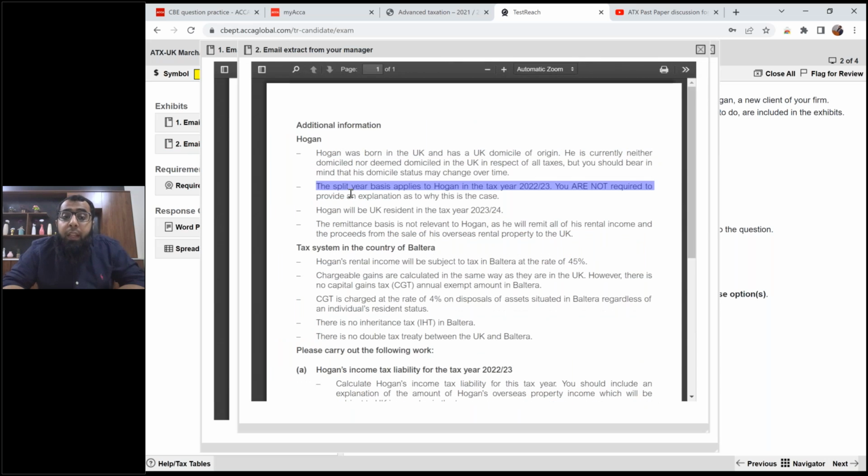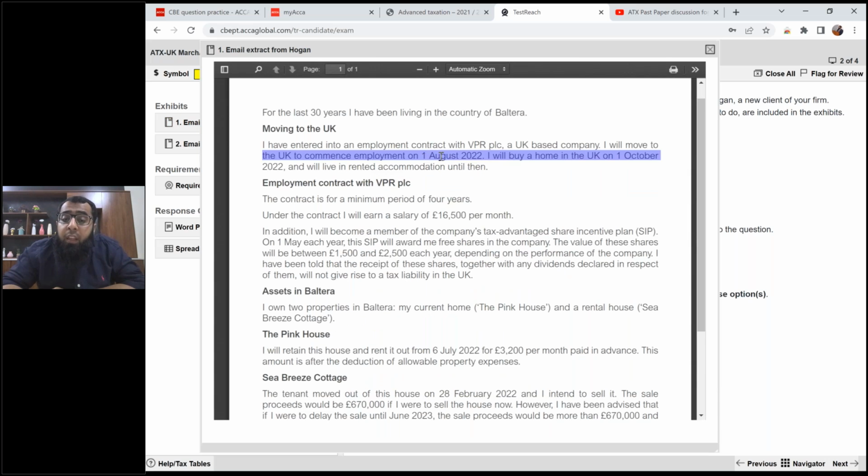So if you read it here, the split year basis applies to Hogan in the tax year 22-23. You are not required, read it carefully, to provide an explanation as to why this is the case. You just need to understand that he will become resident through split year in 22-23, which means he will become resident from 1st August 2022 when he got the employment.